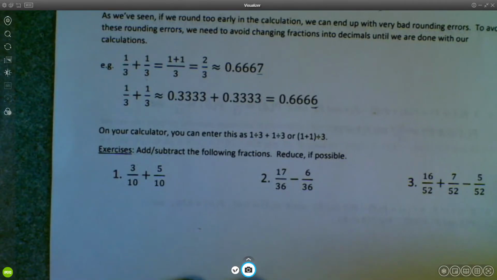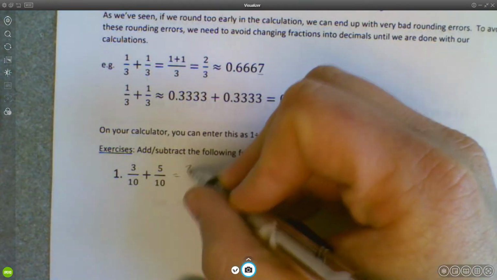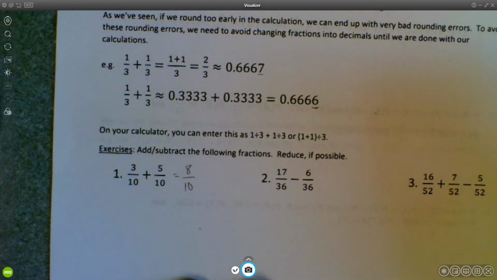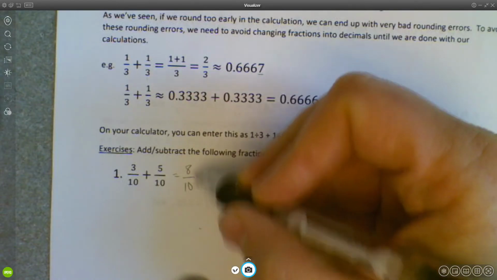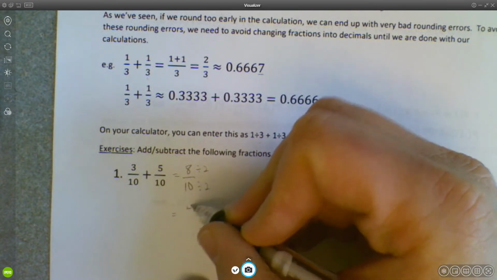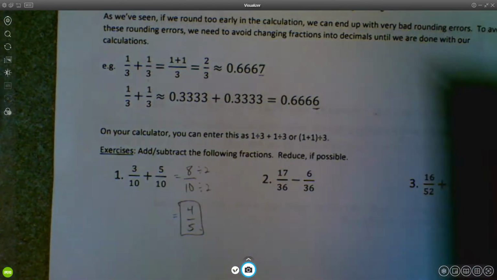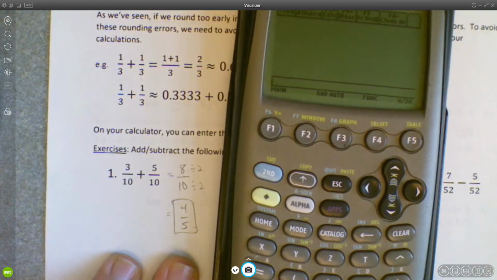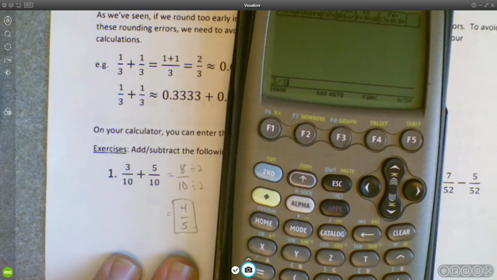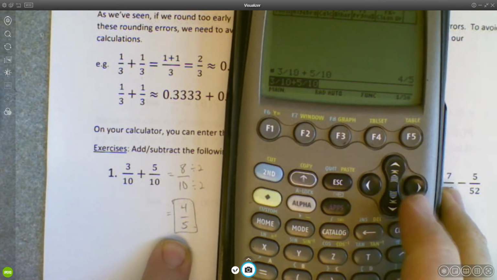So, a couple examples. 3/10 plus 5/10. I know that I can just add straight across and get 8/10. Now that reduces because 2 goes into both of those numbers, so I can reduce by 2 and get 4/5 as my final answer. If you punch this into your calculator, you can do it like this: 3/10 plus 5/10, and my calculator will just give me the reduced version, 4/5.